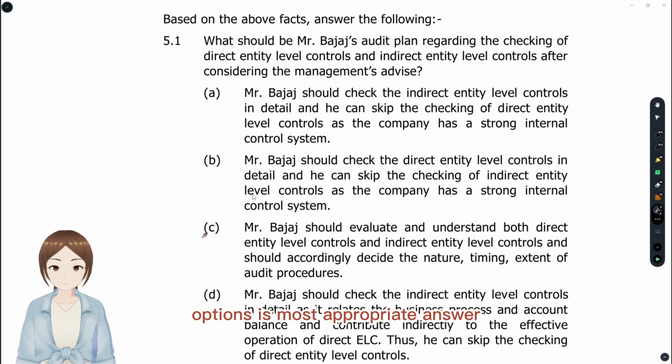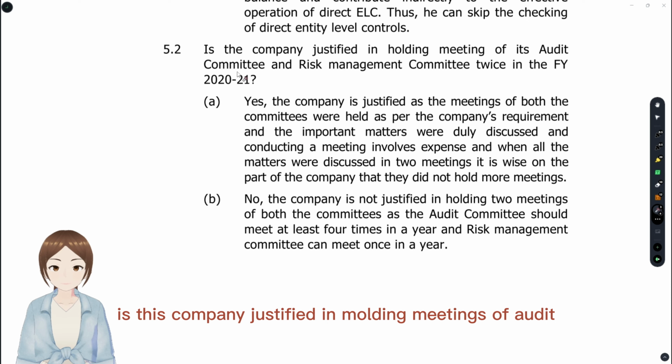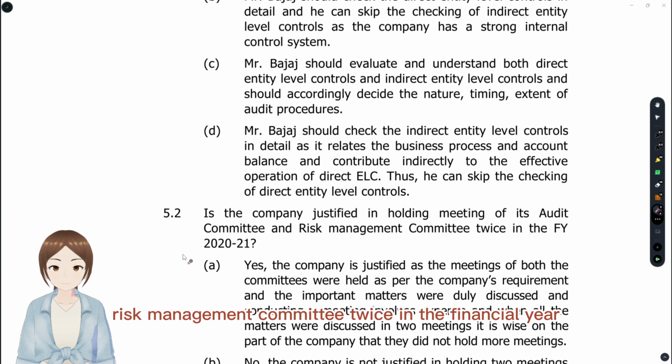Option C is the most appropriate answer. Is this company justified in holding meetings of the audit committee and risk management committee twice in the financial year? The risk management committee should hold at least one meeting in the financial year, but the audit committee shall hold at least 4 times. Two times is not recommendatory.